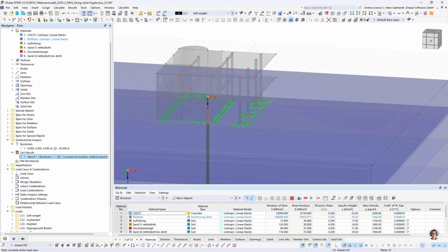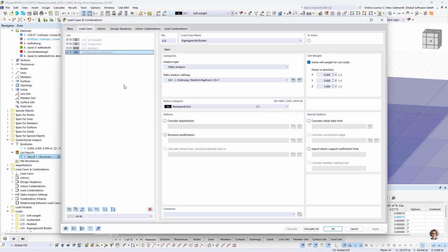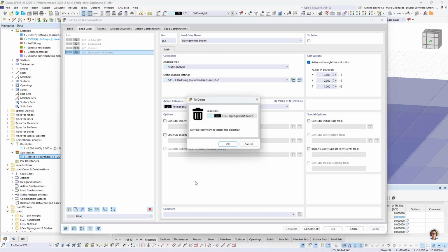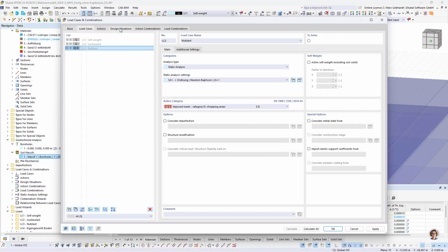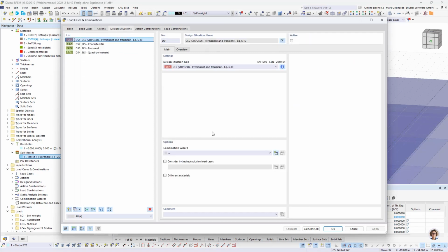Now we can start over with the loading. We don't need any more self-weight of the soil, because this is already applied within the Constraint Modulus method. So we delete this case. Now going over to the design situations, and we'll use the combination wizard for the ULS and the SLS quasi-permanent case.